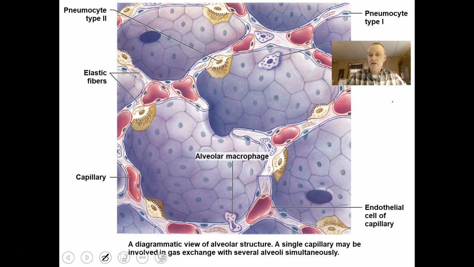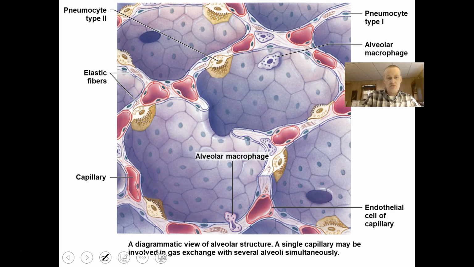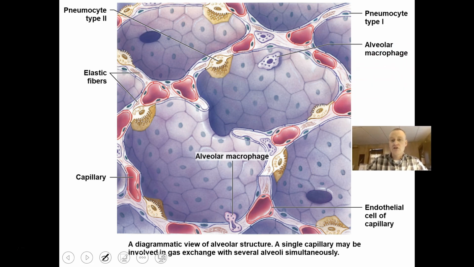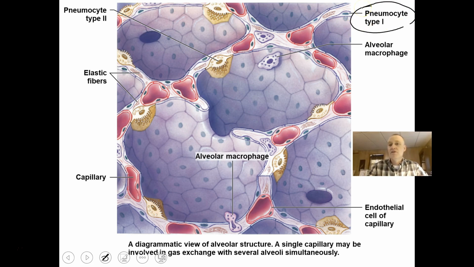If we take a look at an alveolus, this is how it is arranged. There are three types of cells there. We have the type 1, and different textbooks have different names. In this particular graphic they're using pneumocyte, so type 1 pneumocyte. This is the simple squamous epithelial cell that is making up the wall of the alveolus.